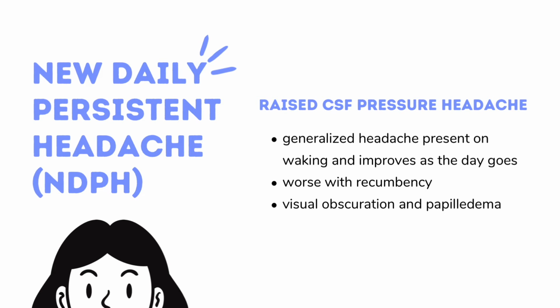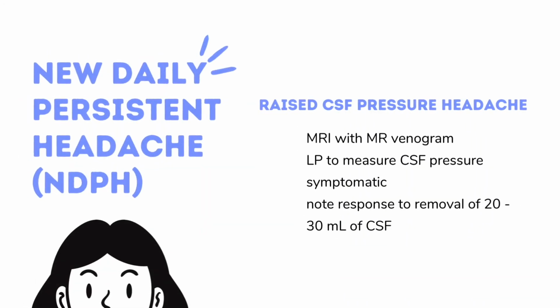Due to the relation to ICP, visual symptoms such as obscuration and papilledema may be present. To confirm diagnosis, MRI with MR venogram and lumbar puncture may be performed. LP with improvement of symptoms after removing 20 to 30 ml of CSF may be diagnostic for this etiology.